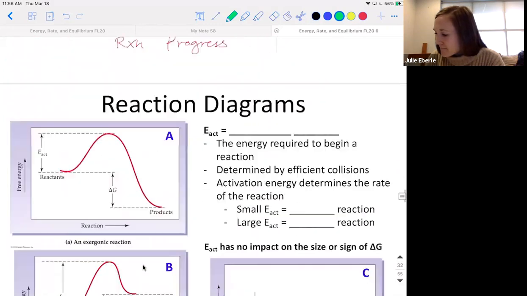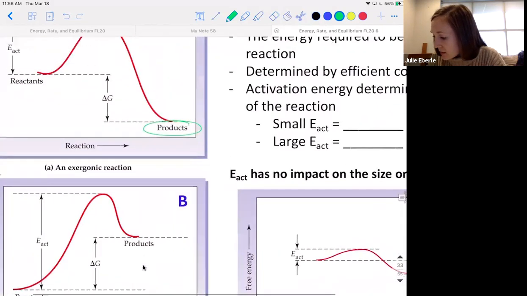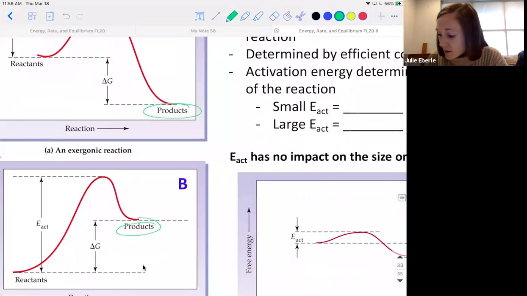Okay, good. All right. You can have reaction diagrams that look all kinds of ways. Here's some examples. You don't always get reactions where the products are lower in energy, like you see here on A. Sometimes, look at B. The products can be higher in energy. But you can still see we can label EACT and delta G on all of these diagrams, okay?